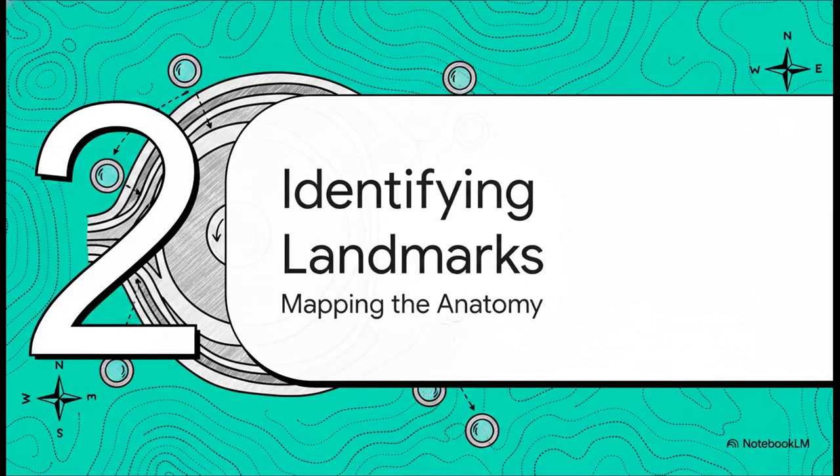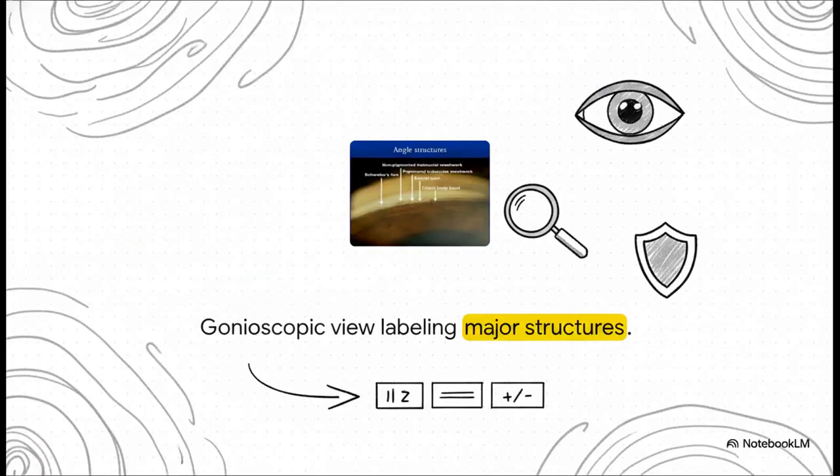Moving right along to Section 2, identifying angle landmarks, basically mapping the anatomy. When we're sweeping from anterior to posterior, the big players you've got to nail down are Schwalbe's line, the trabecular meshwork, both the pigmented and non-pigmented parts, the scleral spur, and finally the ciliary body band. Getting totally comfortable identifying every single one of these structures is your absolute first line of defense.